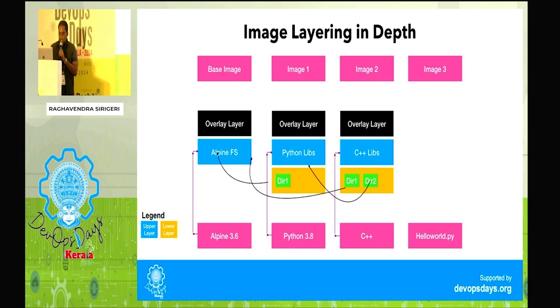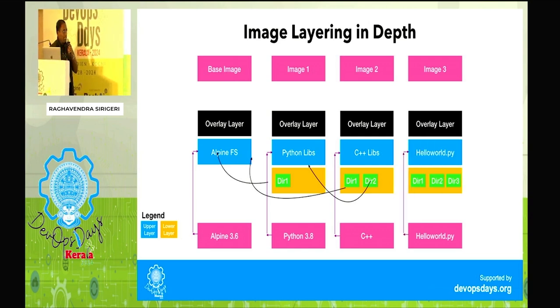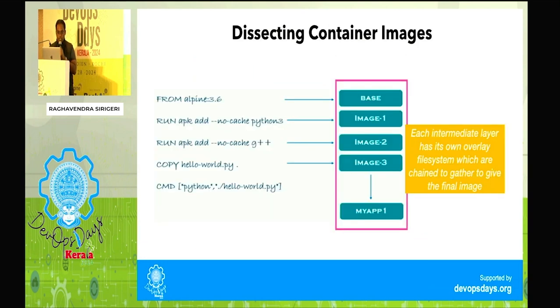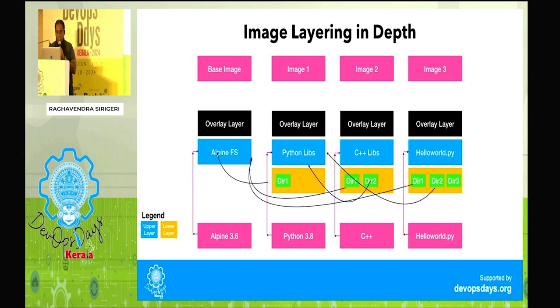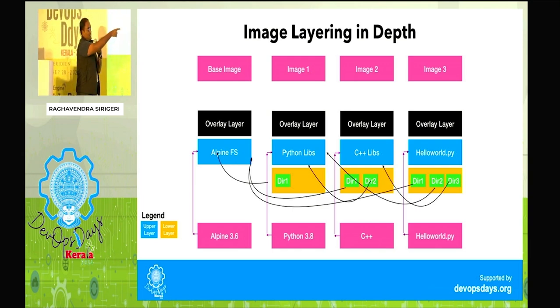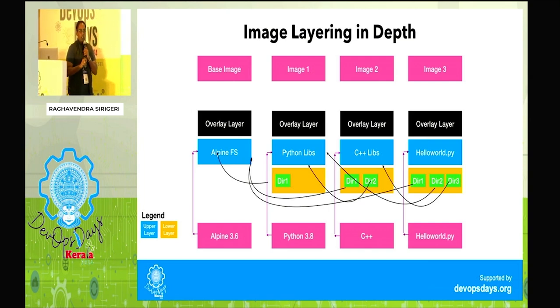And finally, when you are running the hello world.py file that is shown here, the lower layer will contain all the previous upper layers, and the current command comes in the upper layer. An overlay layer is created from all of this, and you get the final image. So this is how the final Docker image is built from intermediate images, okay?